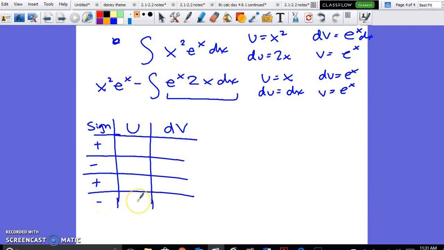Now, how far do you make it? You don't know until you start deriving. So if u is x squared, like we did up here, and dv is e to the x, all I have to do is keep taking the derivative of this until I get to 0. So I take the derivative, you get 0, which means I'm done. Taking the integral of this is super easy. And what you do is you match these pieces up.